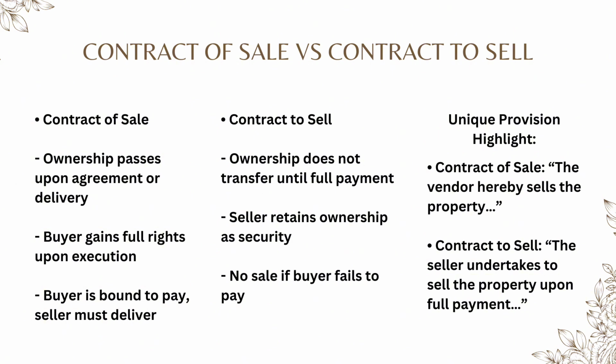Now let's compare the contract of sale and the contract to sell. In a contract of sale, ownership passes to the buyer upon delivery or execution, even if payment is not yet complete. A conditional sale is still a contract of sale, but with a condition attached, the sale is valid, but ownership is withheld until a specific event happens, like full payment. The distinction lies in the intention of transfer. A contract of sale says now, while a contract to sell promises to sell later. This is reflected in the wording used in the documents.